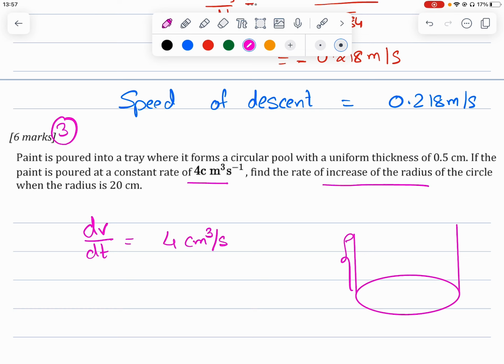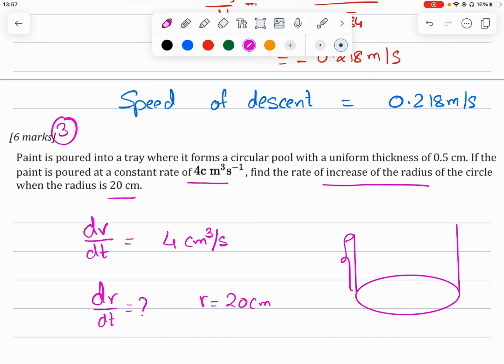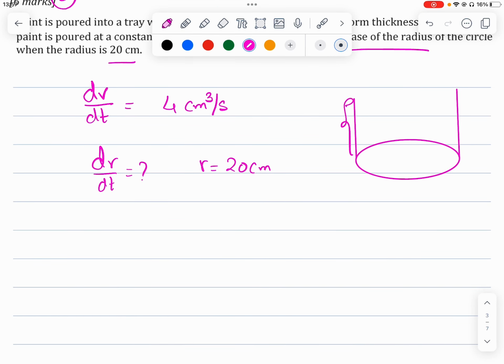Find the rate of increase of the radius. dr upon dt equals question mark when the radius of the circle is 20 centimeters. So radius equals 20 centimeters. This is the data given. Now we know volume of a cylinder is pi r square h. This is a formula you need to remember, which is pi radius square. The height is given as 0.5. So the variable is nothing but what over here? Radius is the variable. So volume equals nothing but how much? 0.5 pi r square.